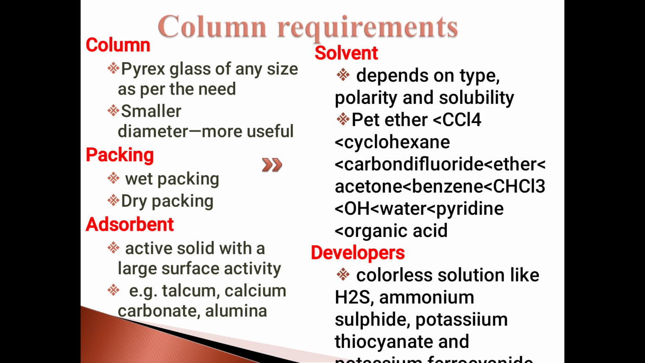Column requirement. Column: Pyrex glass of any size as per the need. A smaller diameter is mostly useful. Packing: wet packing and dry packing. The adsorbent used is an active solid with a large surface activity. Examples: talcum, calcium carbonate, aluminum. Solvents: depending on the polarity and solubility, pet ether and carbon tetrachloride are used as solvents. Developers: colorless solutions like H2S, ammonium sulfate, and potassium thiocyanate are used.